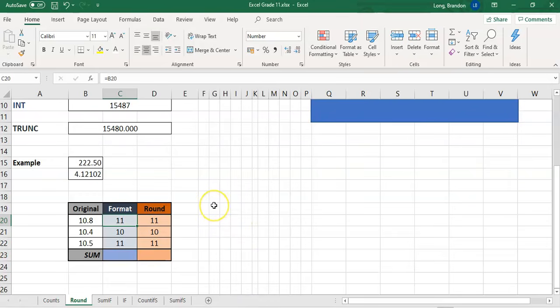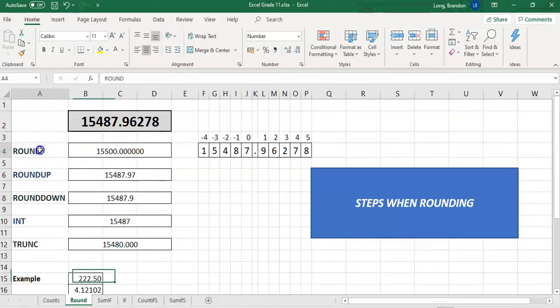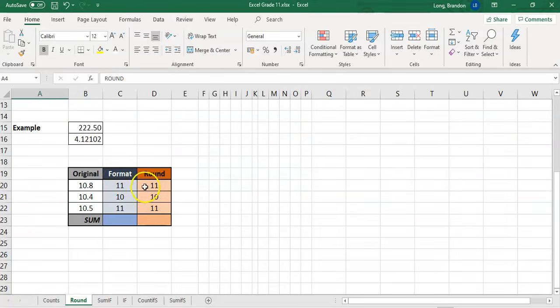Now, formatting and rounding are not the same thing. So if it asks you to round something, you need to use the round function. Okay, now you might say, what's the difference? Well, let's look at this example here. Here I've got a whole bunch of numbers. You see they are decimal numbers. As they are, 10.8, 10.4, 10.5.